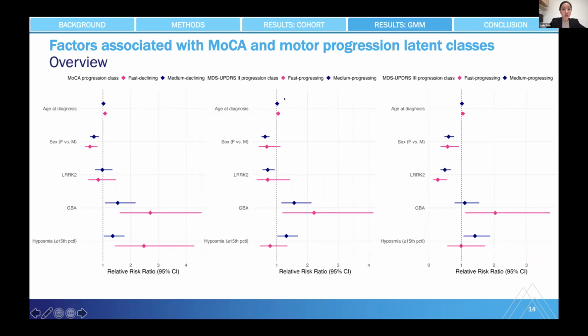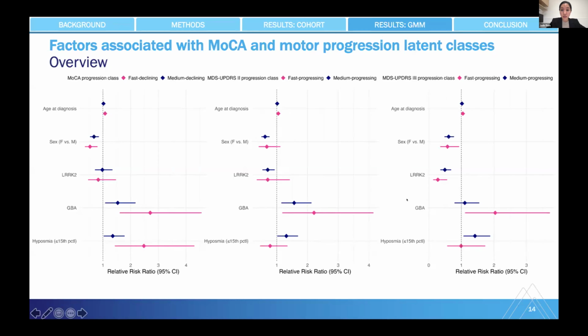This is a plot, just kind of holistically looking at how GBA variant status contributes to being a part of a fast declining group across MoCA, MDS UPDRS Part 2, and 3. And you see that GBA variant carrier status increases your risk of being in this fast progressing class across all 3 domains. Interestingly, if you're hyposmic, your risk of being a part of this fast declining group increases, but this was just the case for MoCA.